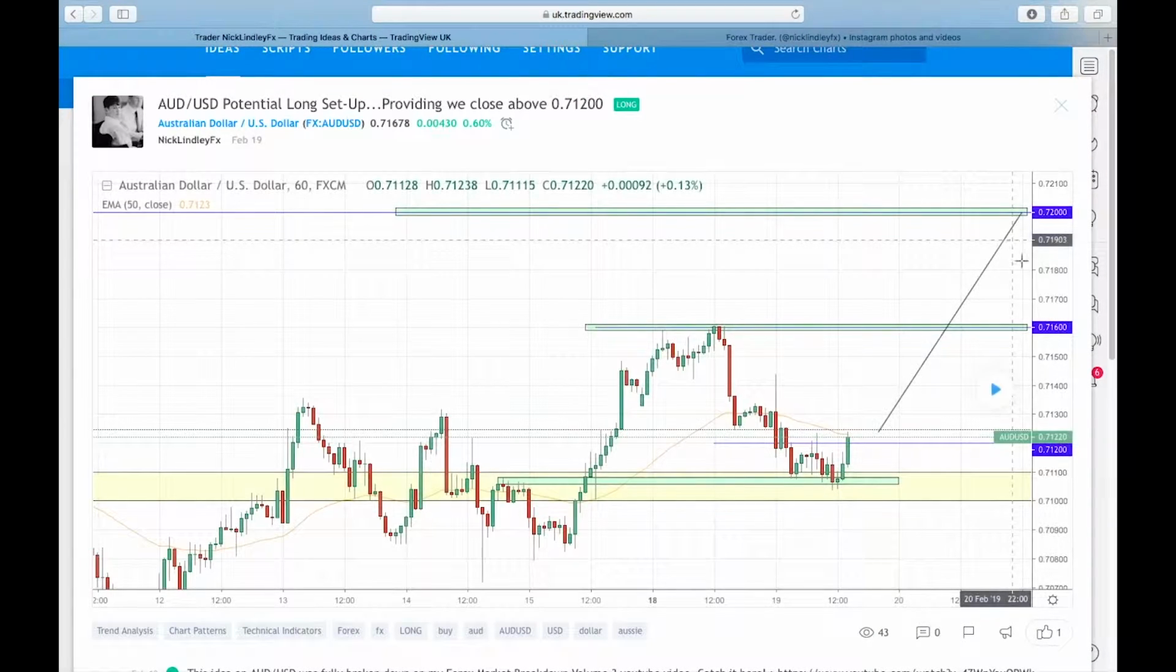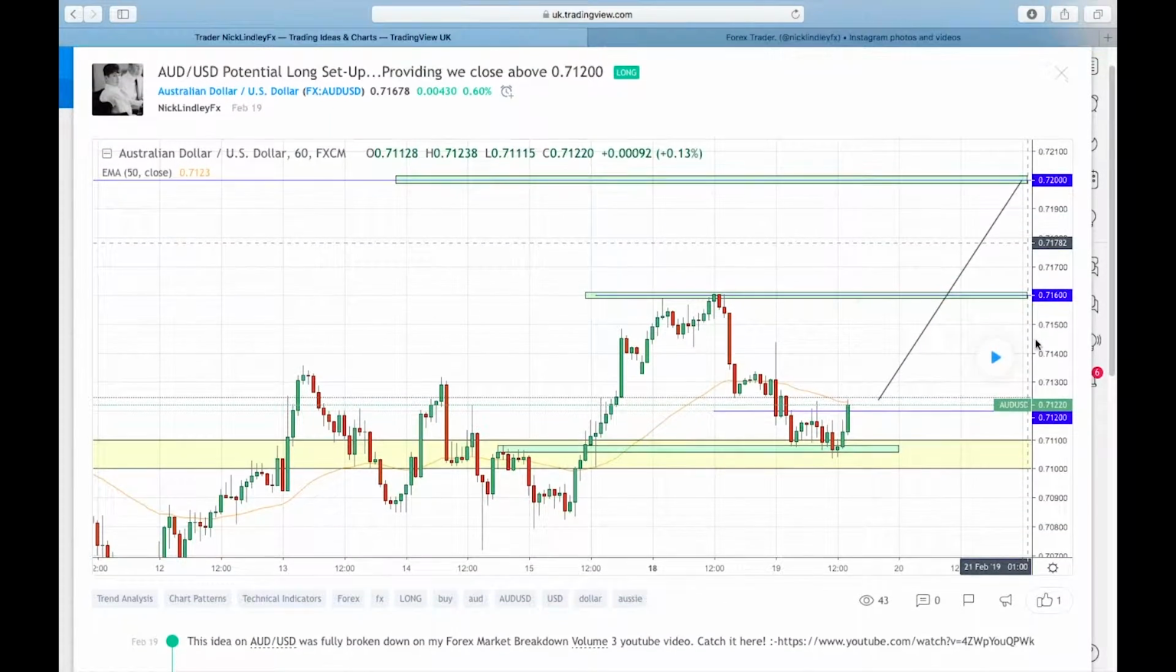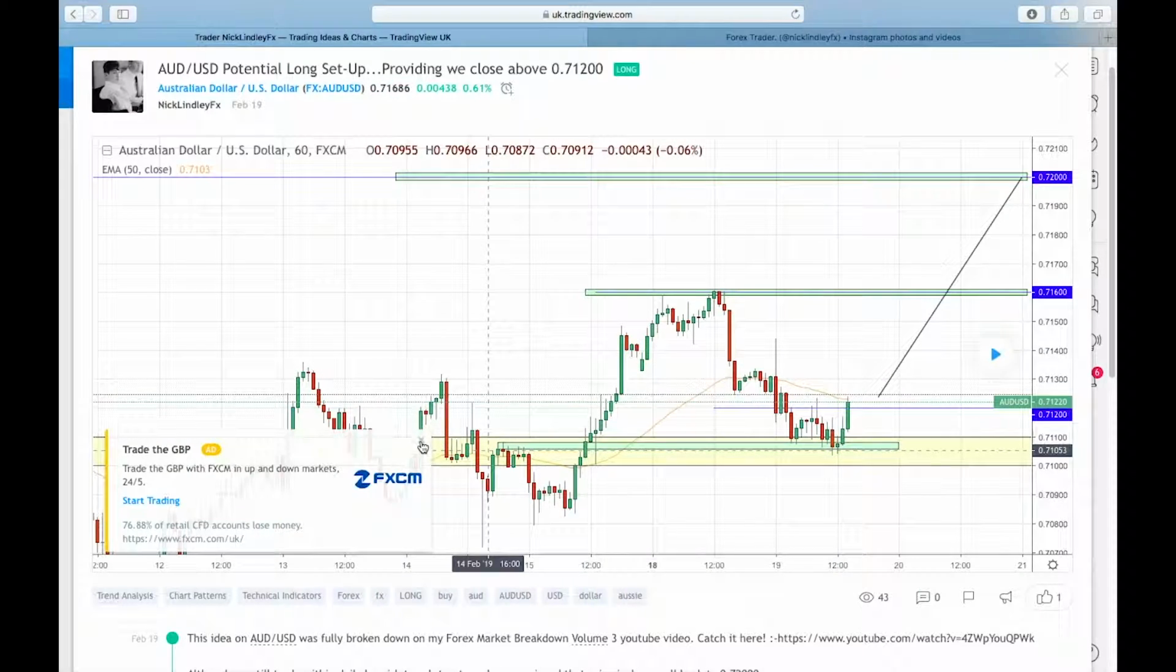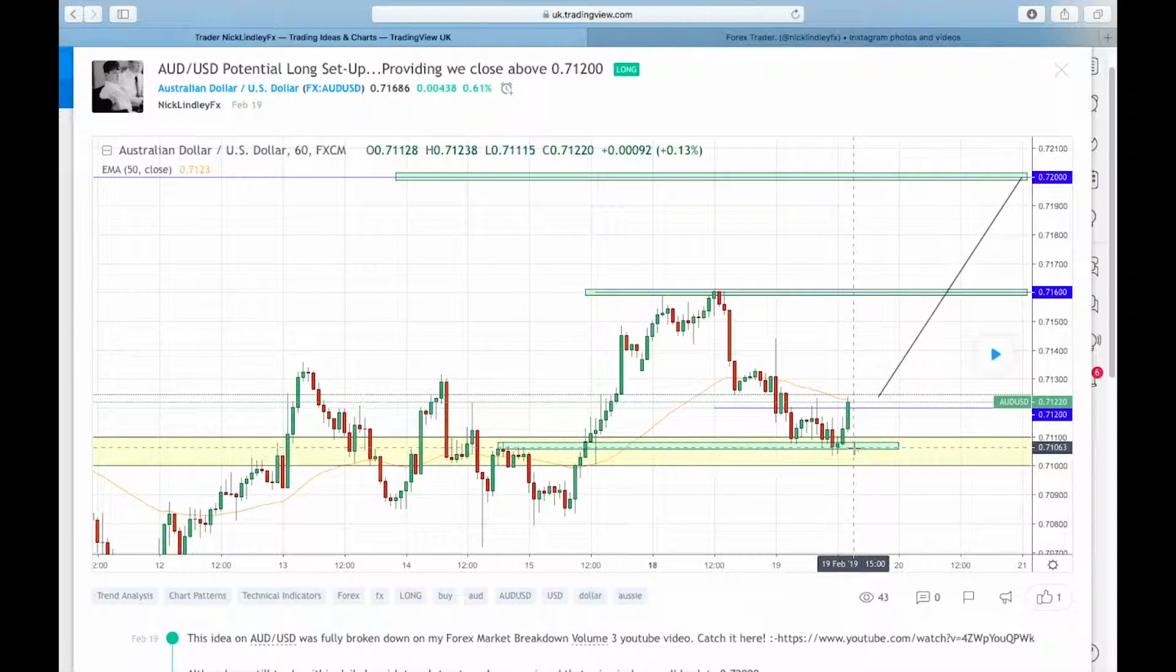What I did mention was we were sitting around this region here when I broke down on Volume 3, and I did say that I was looking for a pullback into this yellow region, 0.7100s to 0.71100s, and more specifically, I was eyeing this short-term blue region for a perfect entry. I'm not going to mention the reasons why I chose this zone. I think some tricks are best kept up my sleeve.